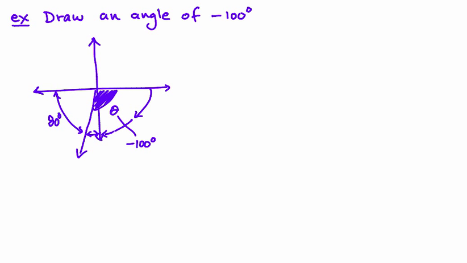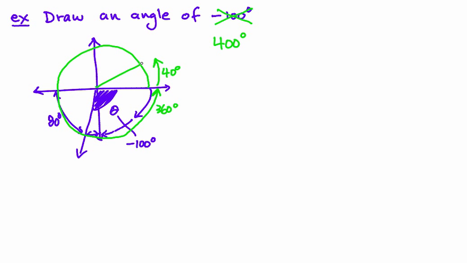If instead I were asked to draw an angle of 400 degrees, what would that look like? Well, 400 degrees would mean I go positive, there's 180, and I keep going around. There's 360 that I've gone so far, but I have to keep going. I have to go another 40 degrees. And so my angle, theta, would be this weird angle that's spun all the way around like that.